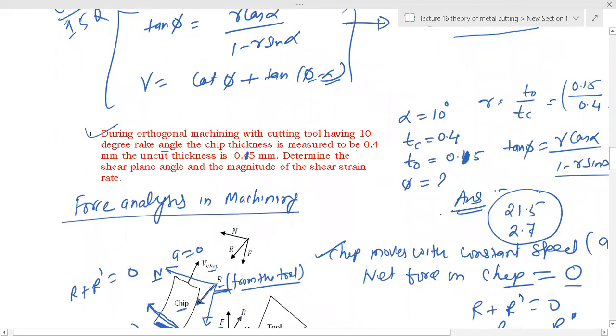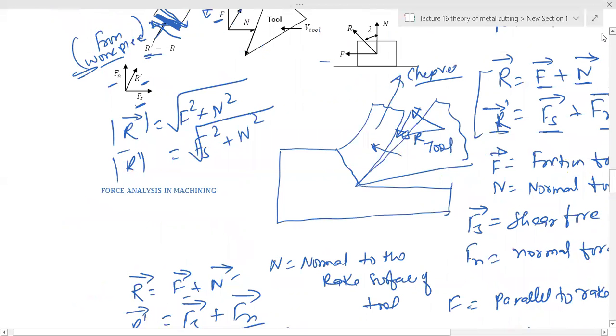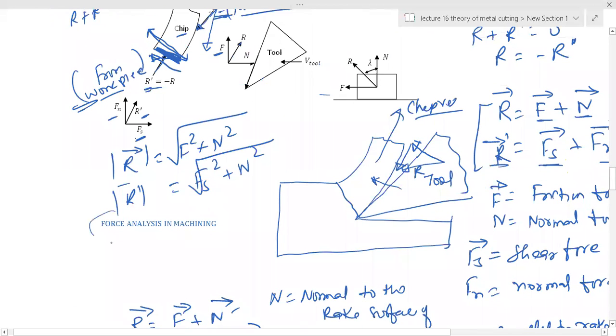Then we solved a numerical problem also. In that numerical problem, we just put in the values and got the answer. We used those formulas, tan phi is equal to r cos alpha over 1 minus r sin alpha, and gamma is equal to cot phi plus tan(phi minus alpha), and we got these answers. Then we started the force analysis in machining processes.